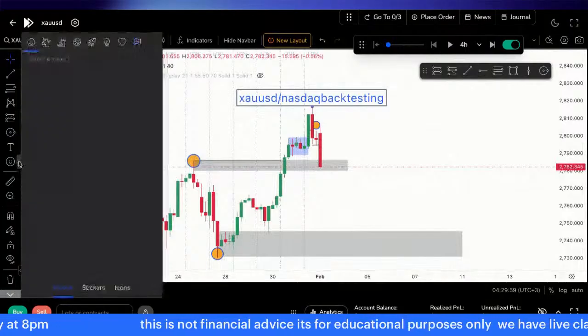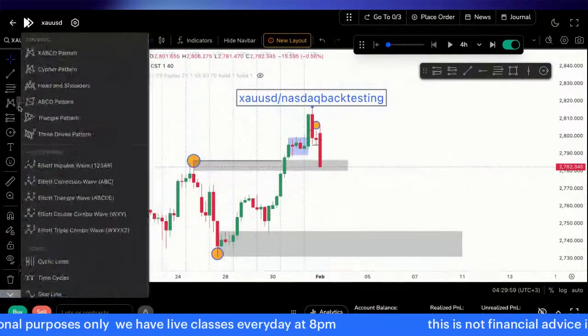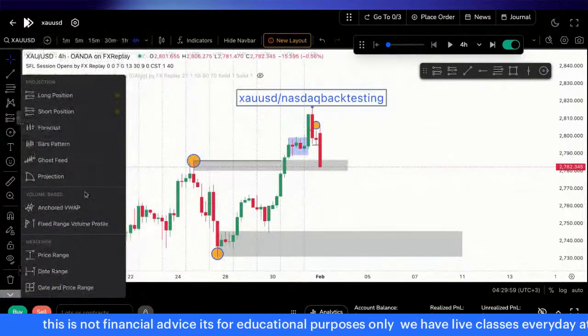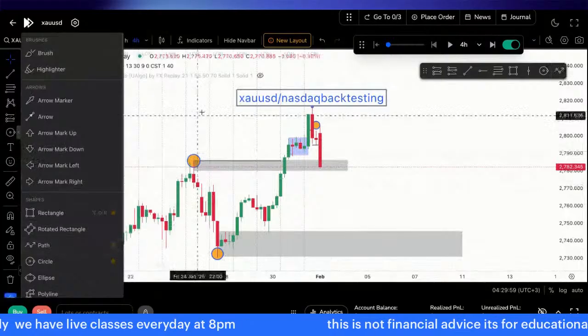Okay, going on the side. Tap the screen. First impulse move.